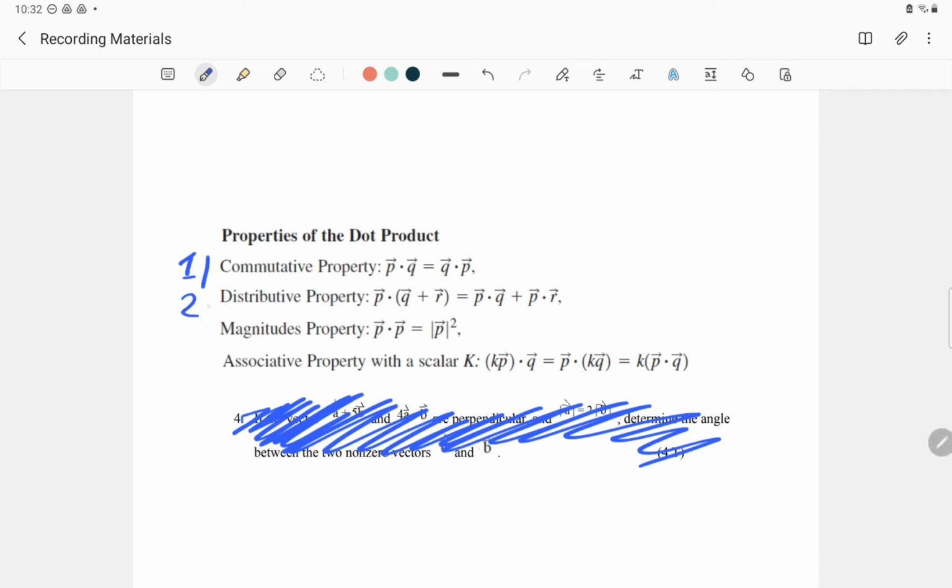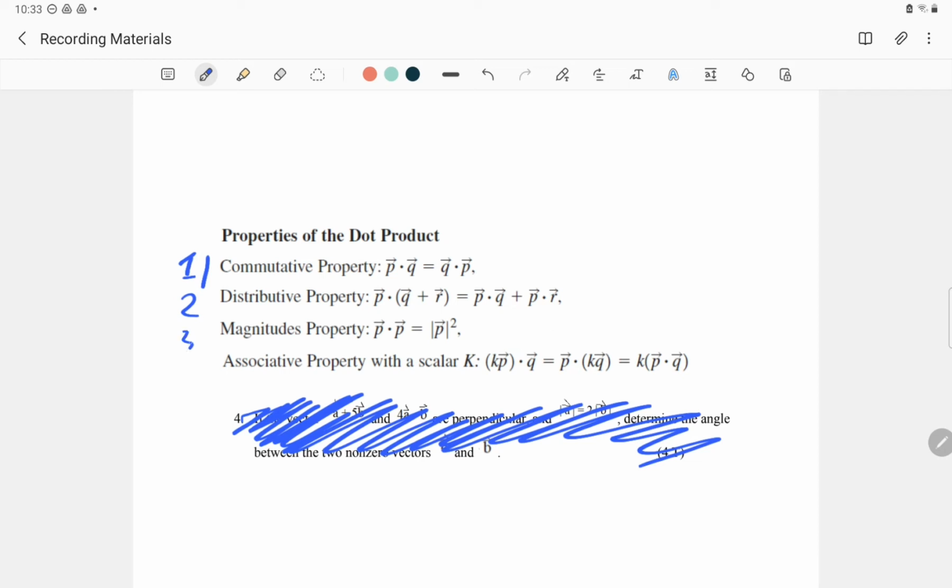So the second one, distributive property, which states that vector P times bracket vector Q plus vector R is the same as vector P times Q plus vector P times vector R.